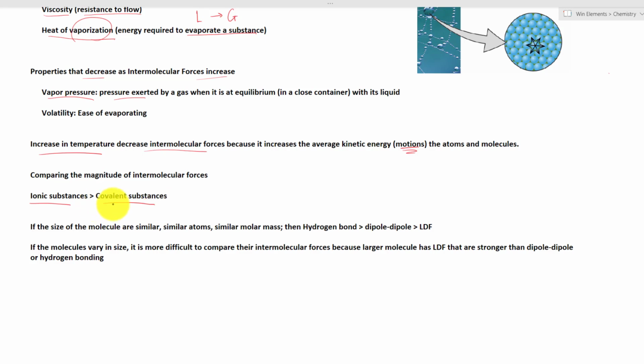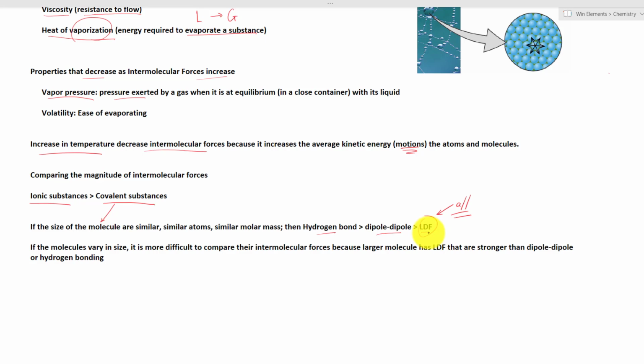It gets really tricky when we look at substances that are covalent. If that's the case, we have to look at other things: hydrogen bond, dipole-dipole, and London dispersion force. Before we apply these facts, where hydrogen bond is greater than dipole-dipole, which is greater than London dispersion, all molecules have London dispersion force, LDF. And the larger the molecules, which we look at based on their molar mass, the greater the London dispersion force.